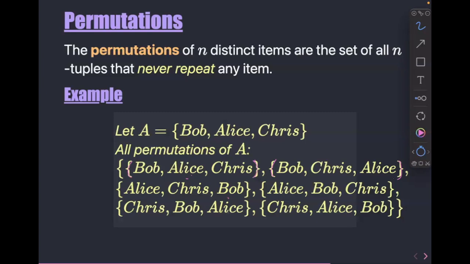But in this case, the order does matter, right? So even though Bob, Alice, Chris, and Bob, Chris, Alice have the same elements, they're in a different order, so they're considered different. And so this is the idea of the permutations: I'm basically considering all different orderings of the elements of my set.